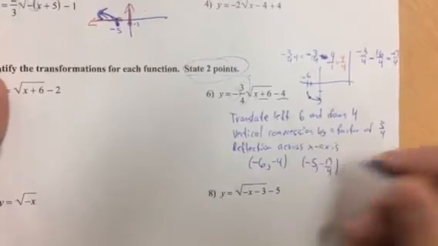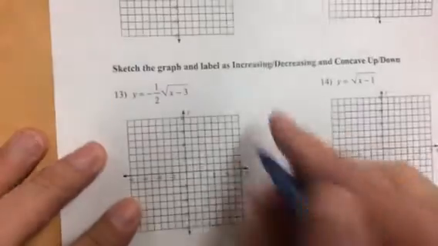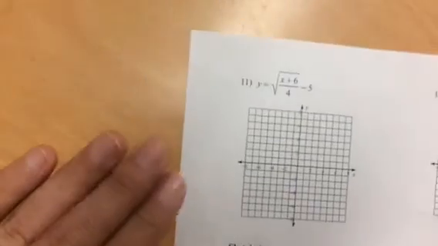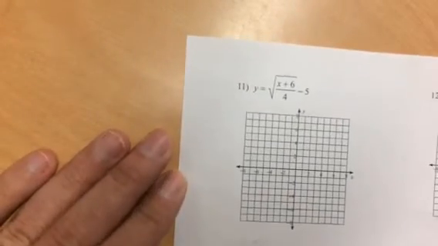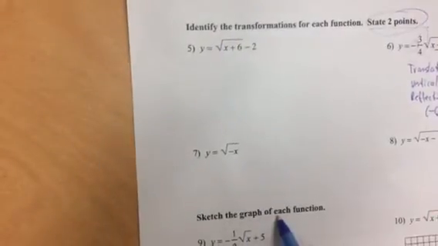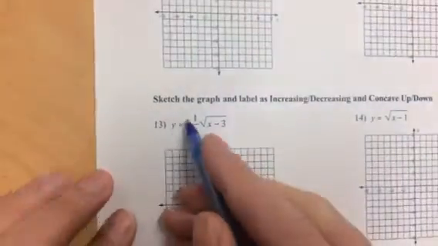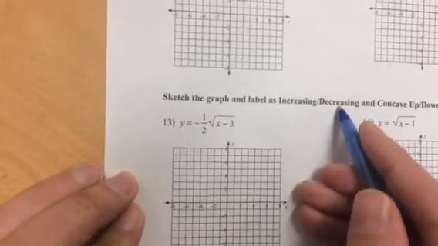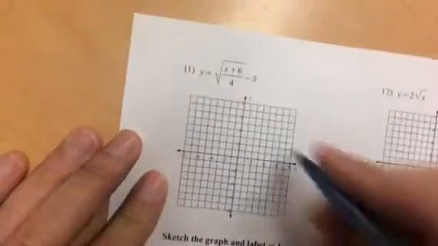Okay. Graphing. I'm going to do one of these. Ooh, you know what? I'll do number 11, but I'm going to do it with the directions from later. Here it just says to sketch a graph. Okay, so we're going to do that. Later on it says to sketch a graph and label it as increasing, decreasing, and concave up, concave down.